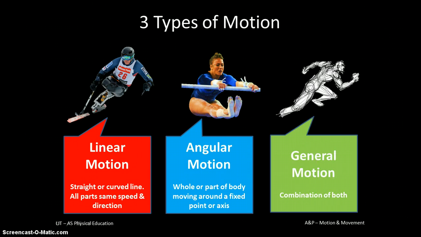And then finally, running here actually combines both of these 2 types of motion. So running is an example of general motion, which is a combination of both linear and angular motion. Your torso, the main part of your trunk, is moving linearly, whereas the joints are performing angular motion and rotating around those joints.